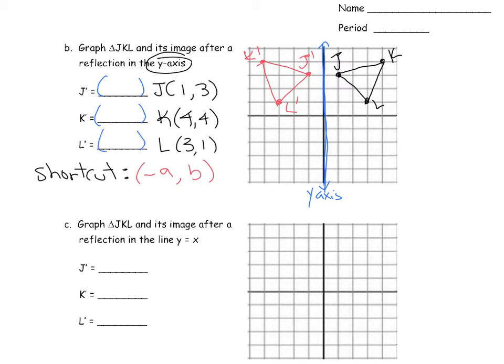So, J prime becomes -1, 3, K prime becomes -4, 4, and L prime becomes -3, 1. You can easily check your work here by checking that the graph that we did matches the points that we wrote by using the shortcut.